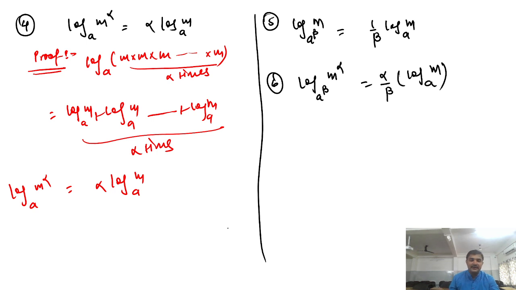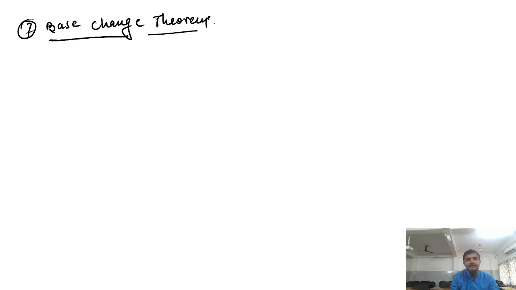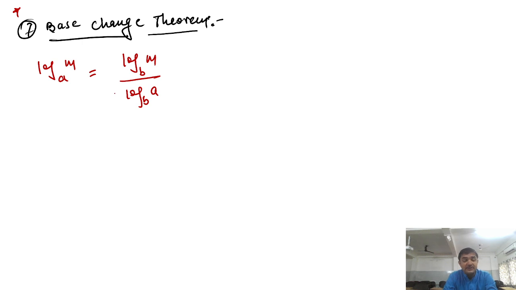Okay. Now we want to try and understand the next, which is a very, very, very important property, that is the base change theorem, a base change property. Very important property in logarithm. If we are having log m base a, we can write it as log of m by log of a, and base we can give anything according to our choice. Let's say here I'm writing b for the time being. Any valid base we can provide.